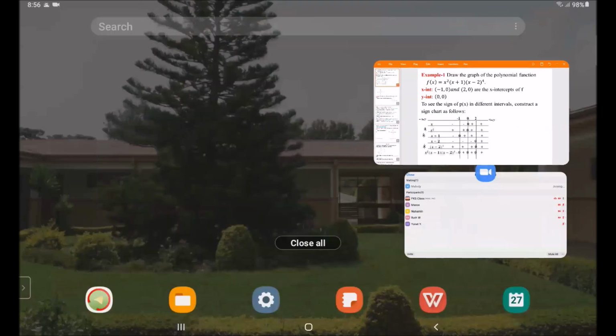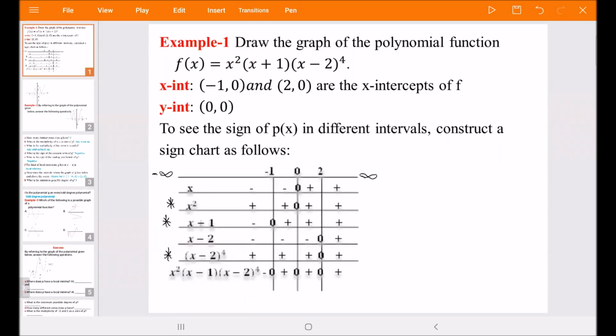So x is equal to 0 when x is equal to 0, and for values less than 0, the sign of x is negative. So you have to write this sign to indicate that the sign of this is negative. And for values greater than 0, this is positive.